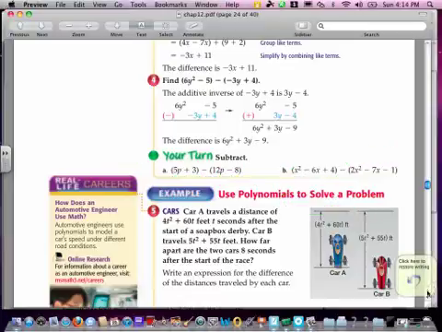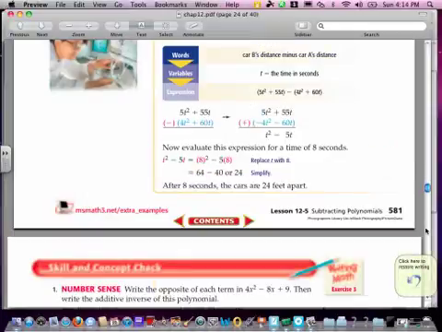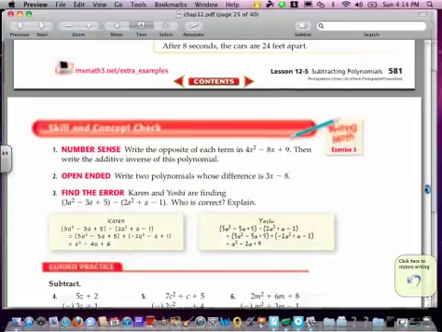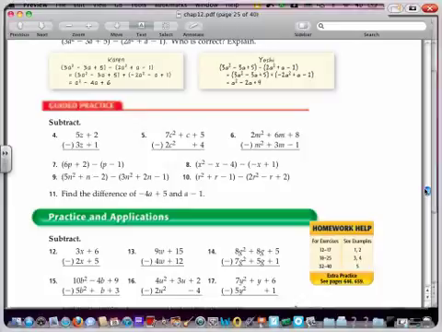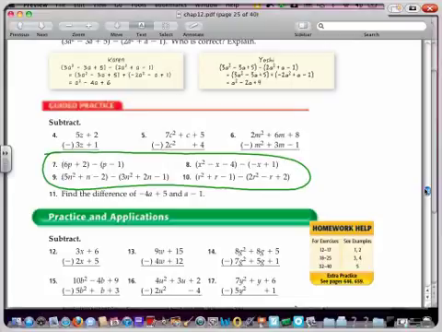I want you to do a couple more here. So let's go to right here. And I want you to do these, 7 through 10. Do those problems in your notes, 7 through 10.